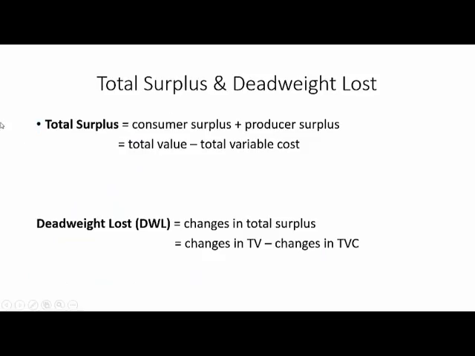Total surplus and deadweight loss. One way to calculate total surplus is just adding up consumer surplus and producer surplus. The other way to do this is to subtract total variable cost from total value, because what a consumer actually paid and what a producer actually received is identical. That is a rectangle, right? Deadweight loss is a reduction in producer and consumer surplus due to overproduction or underproduction. There are two ways to calculate deadweight loss, and we will see how it works in the following situations.